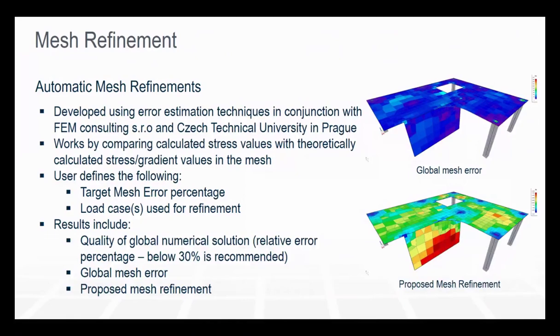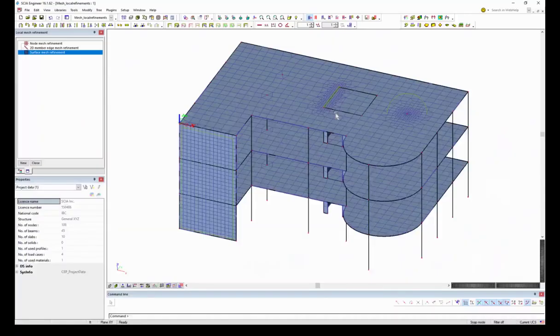The paper, and we'll talk a little bit about the papers that were written, makes a recommendation of 30%, that you want to be below 30%. And we'll see what that looks like graphically, what happens when we get below 30%. We also have the ability to look at a global mesh error and a proposed mesh refinement. And we'll be able to see both of these graphically. So it's not very black box. It's really open and allows you to see exactly what it's proposing, how it's getting to that percentage, and so on and so forth.